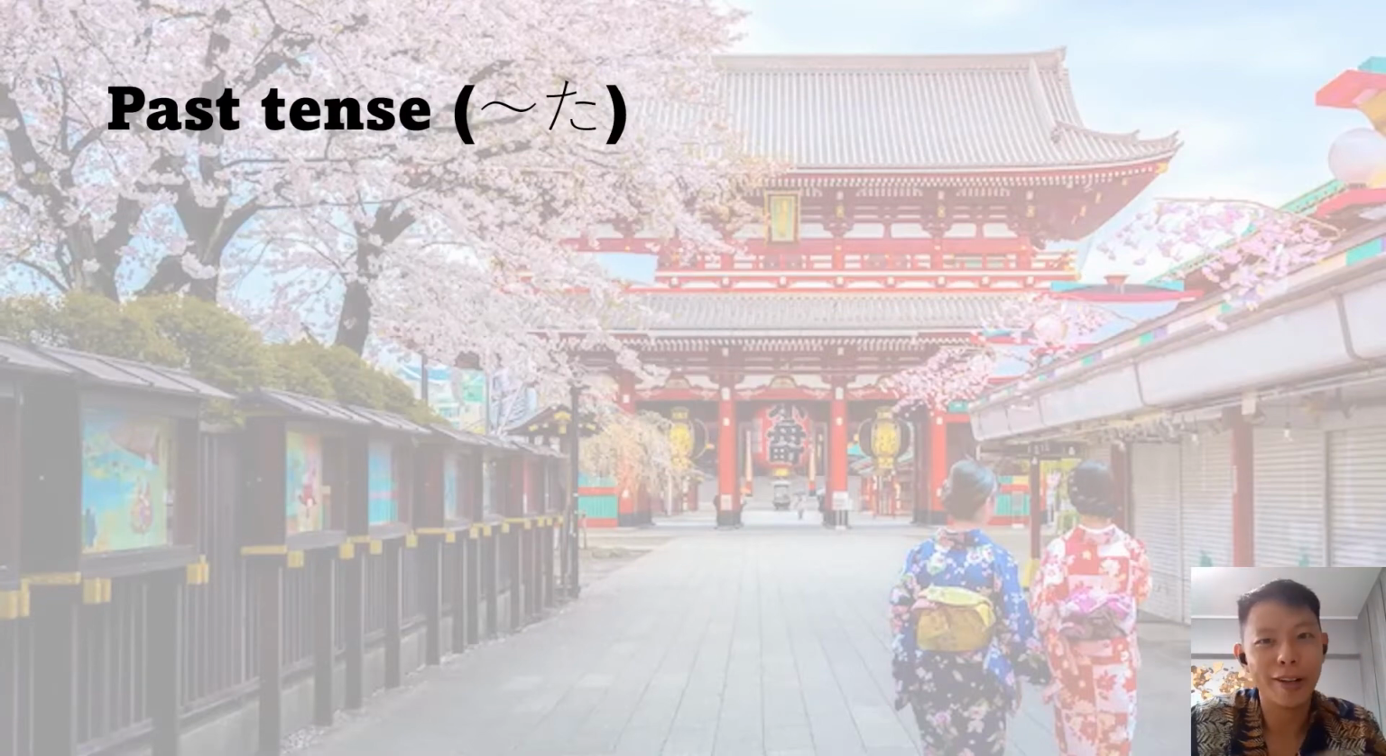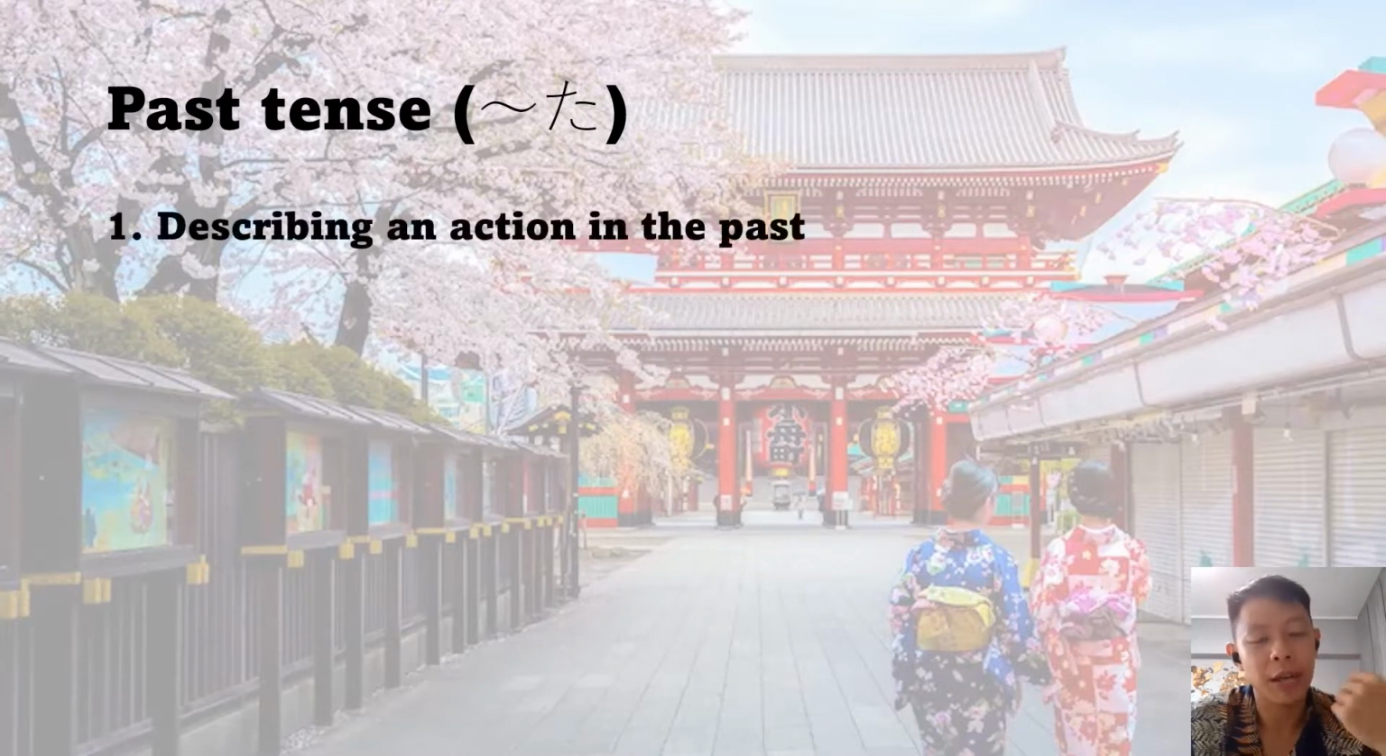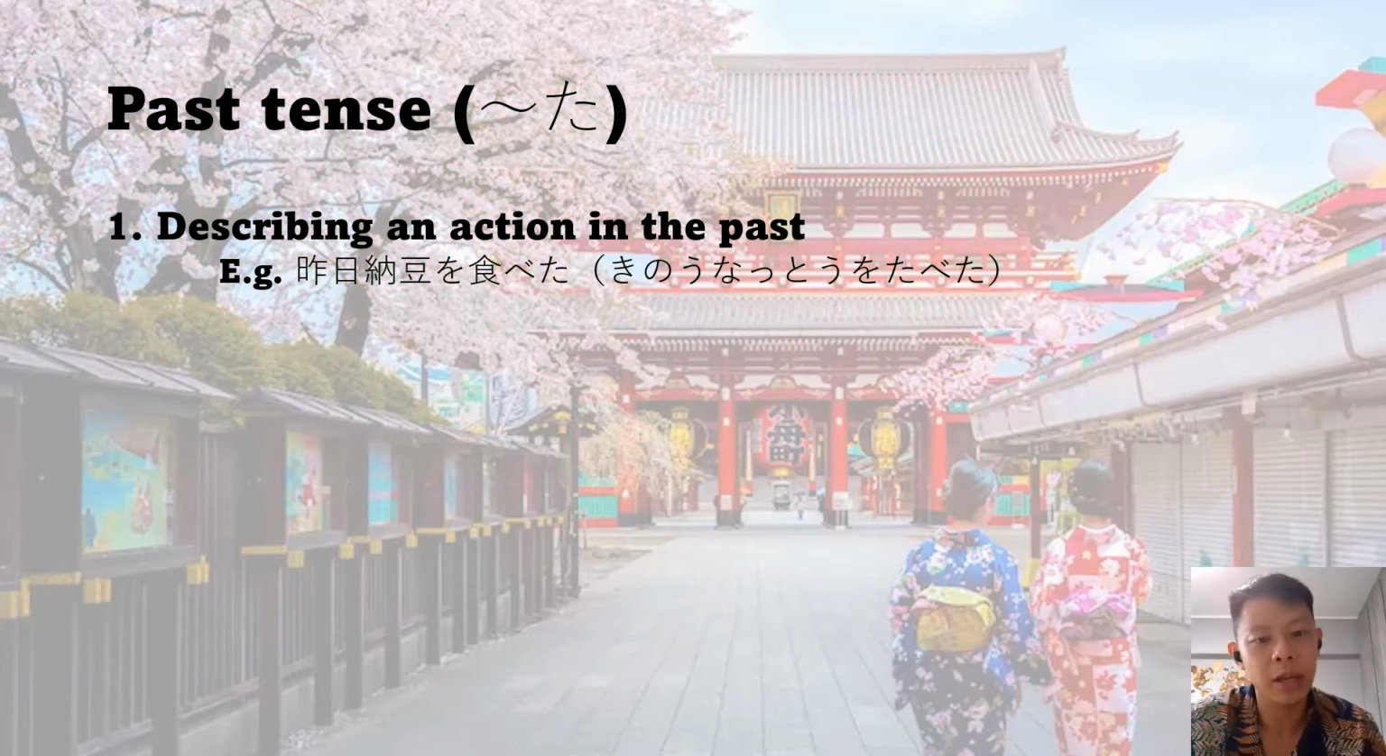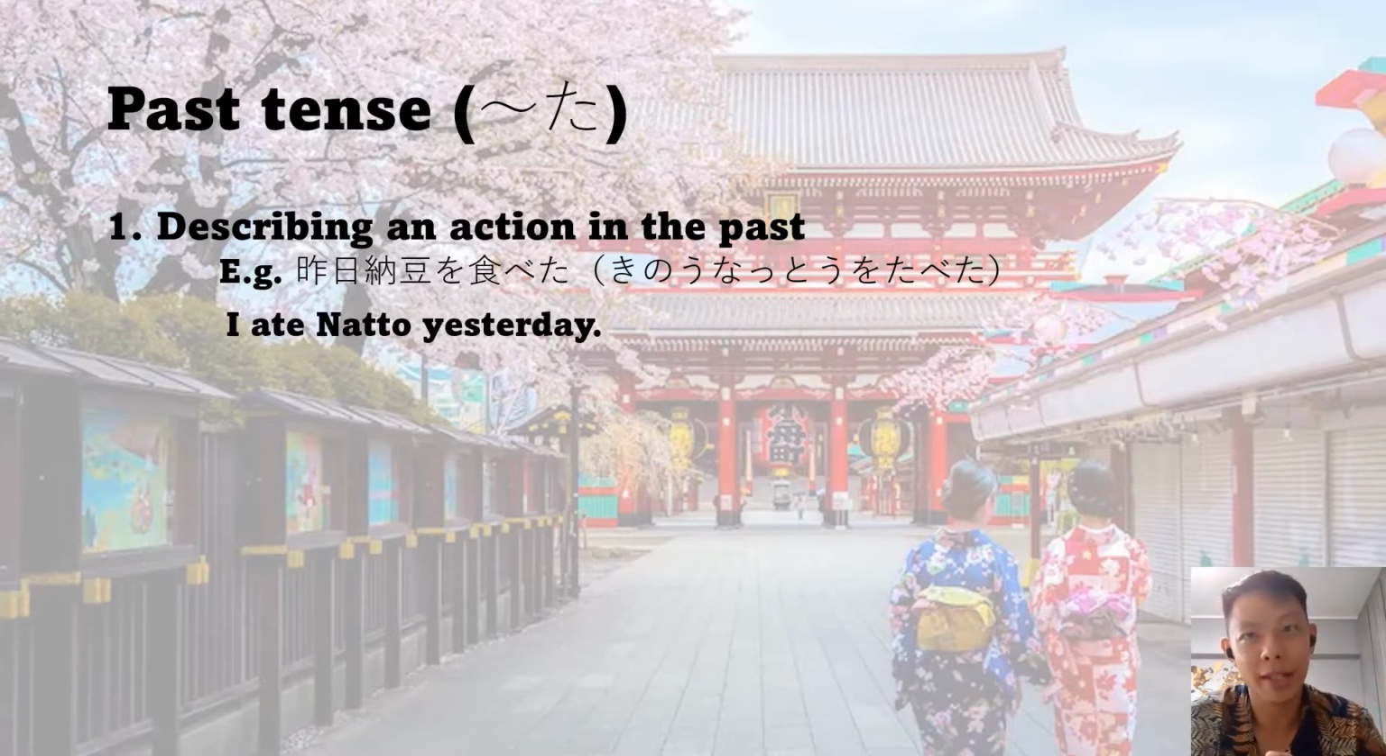So here comes the past tense. Past tense usually ends with ta. So when do we use the past tense? There are three ways you can use the past tense. First, when you're describing an action in the past, that is like the past tense in English. An example sentence would be 昨日納豆を食べた. That means I ate natto yesterday. Instead of 食べる, which is the non-past tense, you conjugate 食べる to 食べた.